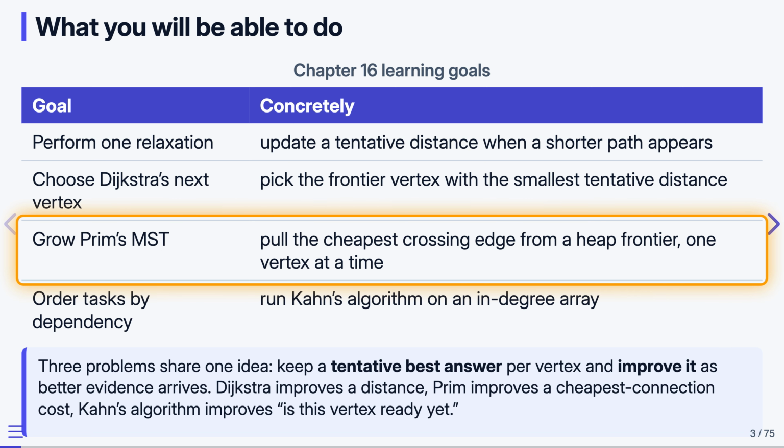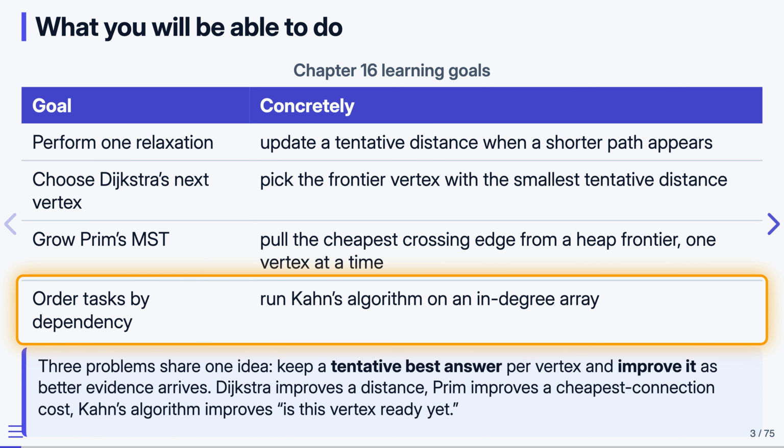Third, you can grow Prim's minimum spanning tree. You pull the cheapest crossing edge from a heap frontier, one vertex at a time. Fourth, you can order tasks by dependency. You run Kahn's algorithm on an in-degree array.